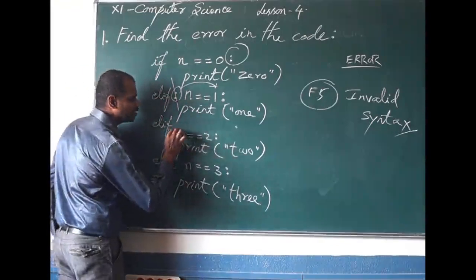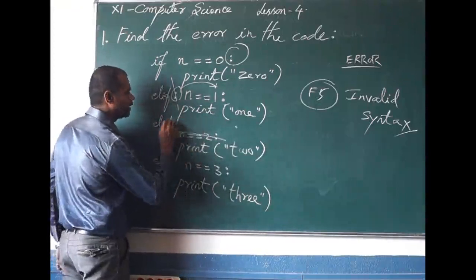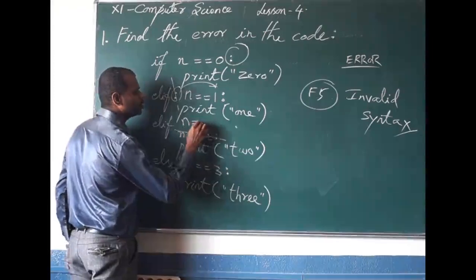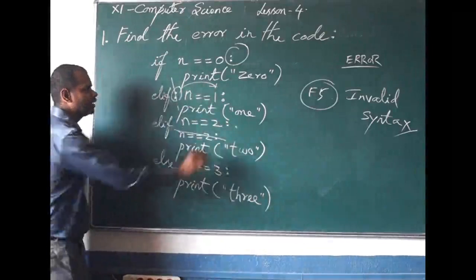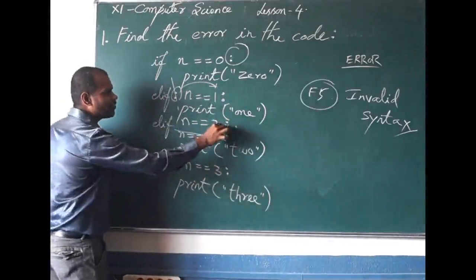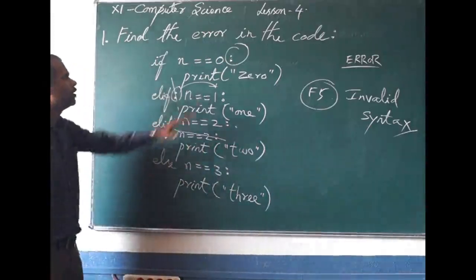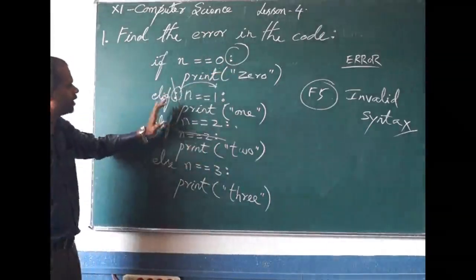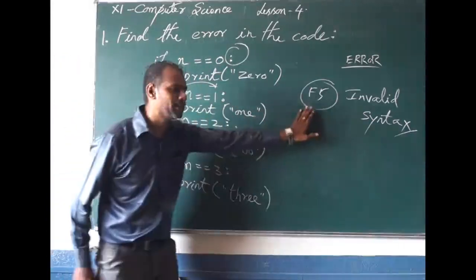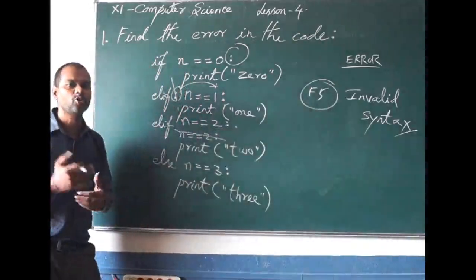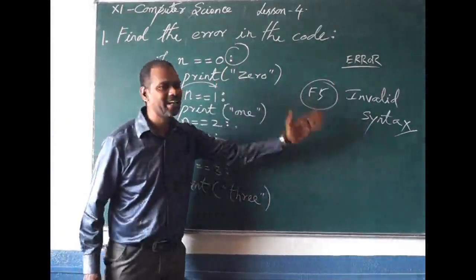So this condition you have to strike out, cut, and write here: elif n equal to 2 colon. Understand? Then press enter. Then immediately after the colon, the next line should be print 2. Now this error is clear, this error is also clear, and this error is also clear. Then once again, if I press F5, will it throw an error or an output? Yes, once again it will say invalid syntax.